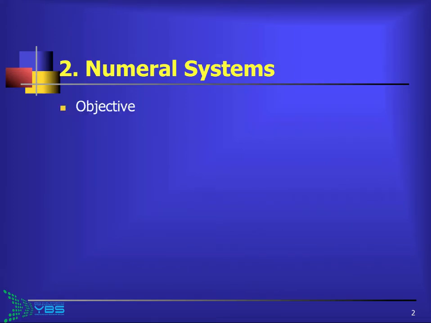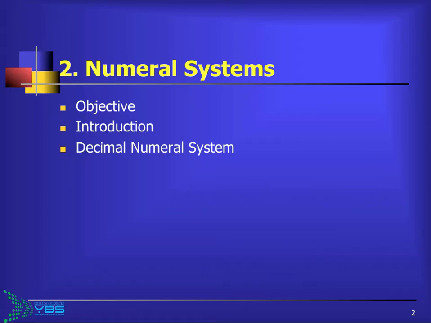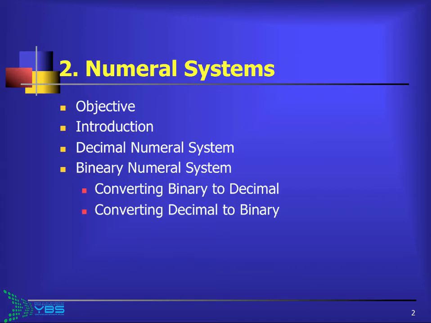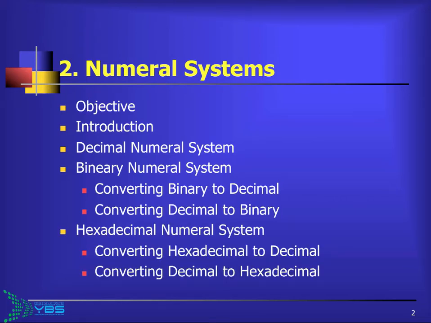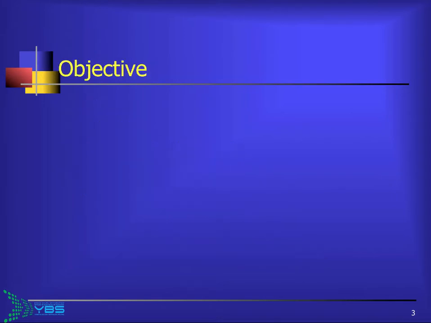At the beginning, we will be talking about the objective of this chapter. Then we're going to introduce the numeral system, the decimal numeral system, and the binary numeral system. We will also talk about how to convert binary to decimal and decimal to binary. At the end we will talk about converting hexadecimal to decimal and decimal to hexadecimal.